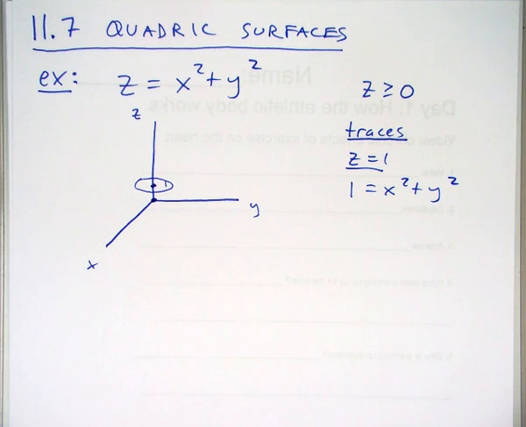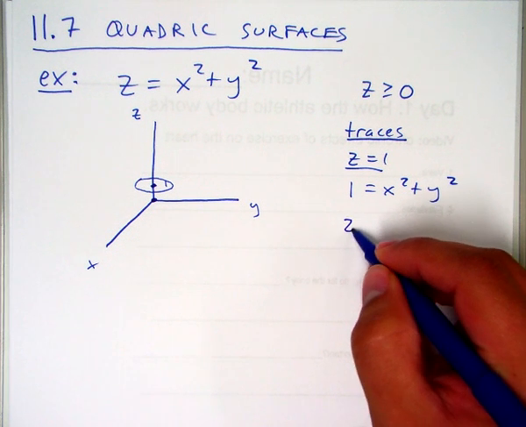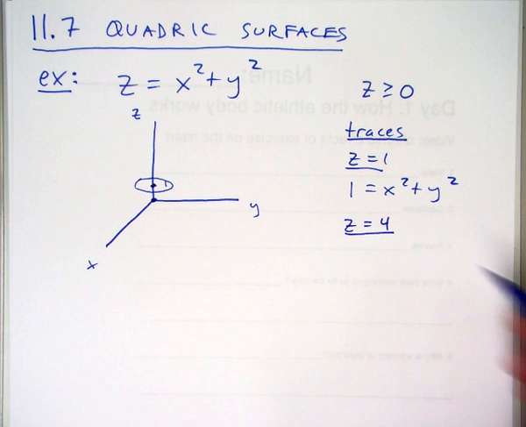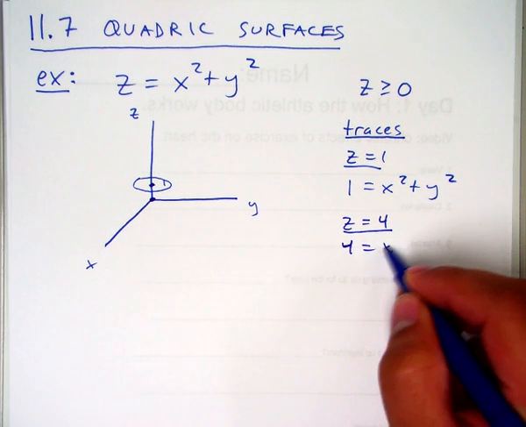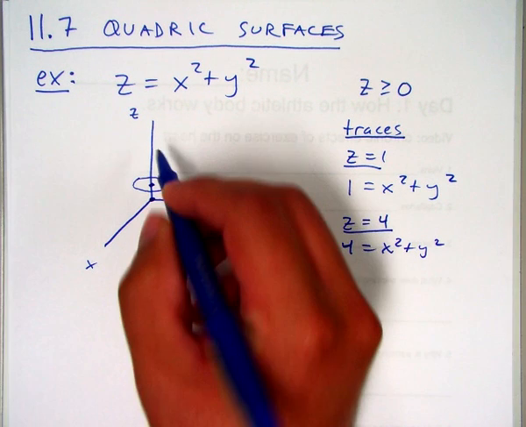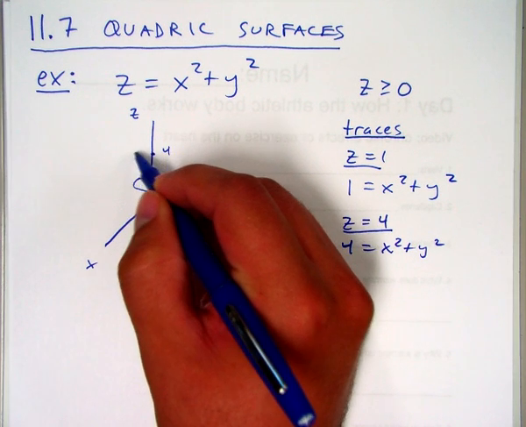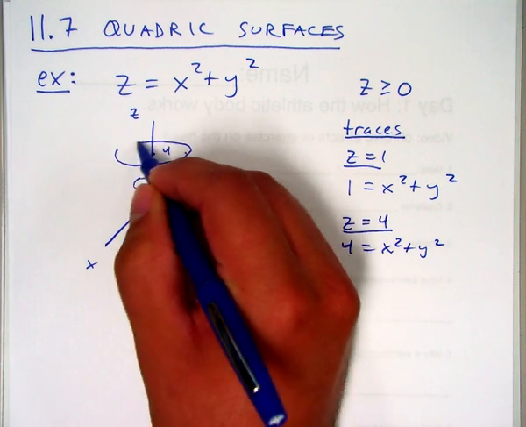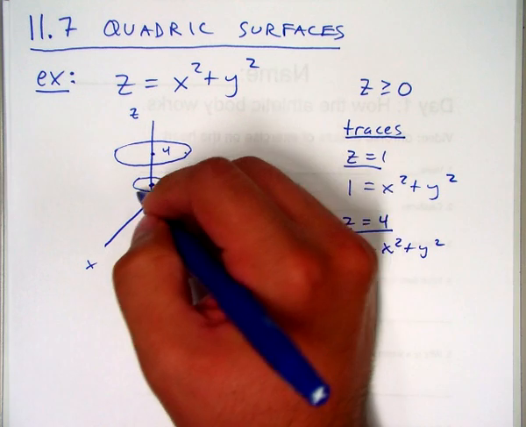Does that make sense? Okay. Yes, and if I increase z, another convenient value would be, let's say we go all the way up to 4, right? Now I get the equation that 4 equals x squared plus y squared. So now if I go up to a height of 4, now I have a circle that has a radius of 2. And essentially you can do this over and over.